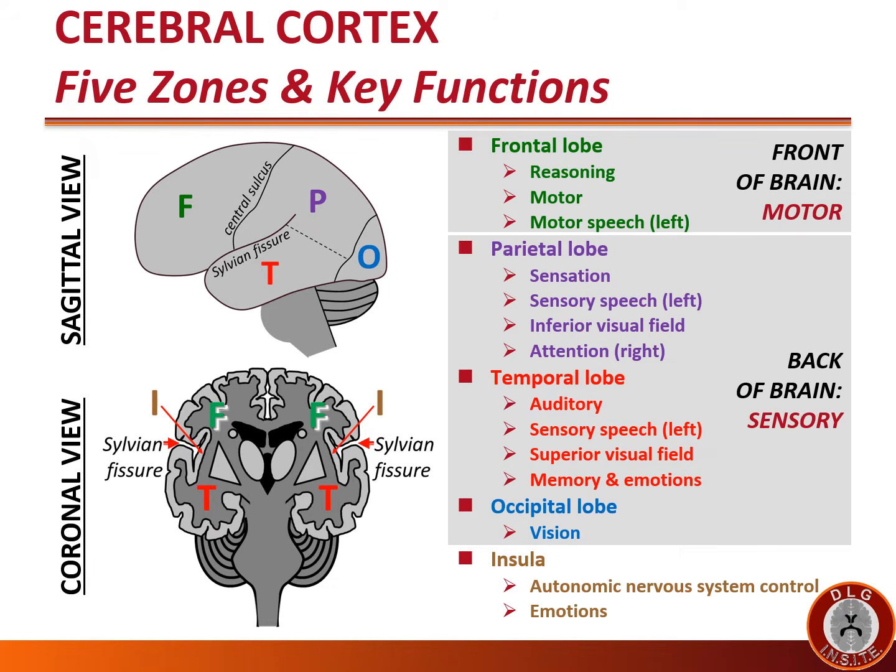And the temporal lobe, which is inferior and posterior, is involved with auditory activities, sensory speech if it's on the left of the brain, left cerebrum, superior visual field, and memory and emotions. And the occipital lobe in the far back is involved with vision. The insula, which is tucked inside that Sylvian fissure, not seen on the sagittal view, but seen only on the coronal view there, is right next to the hypothalamus and is very involved with autonomic nervous system control and also, like the temporal lobe, involved with emotions.